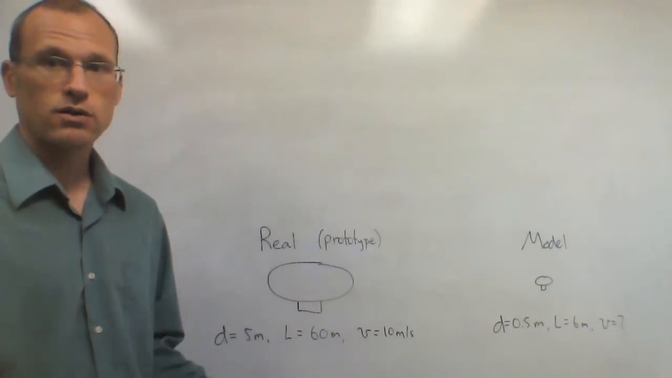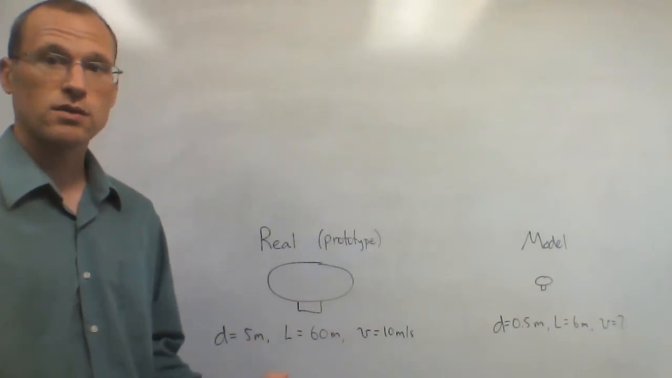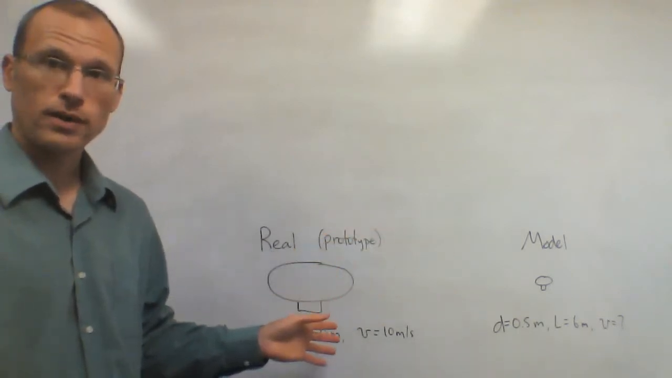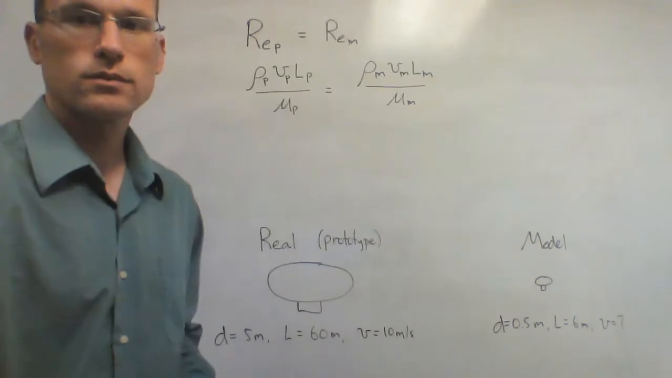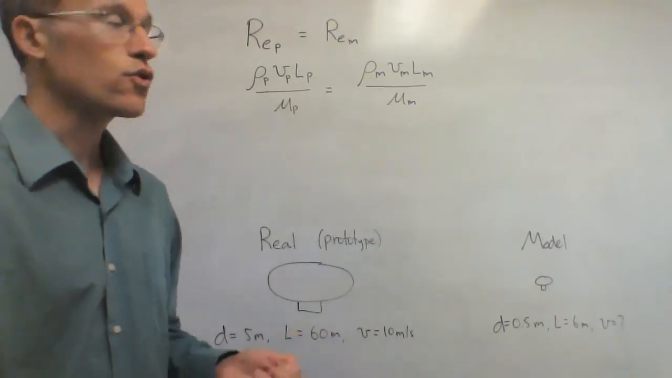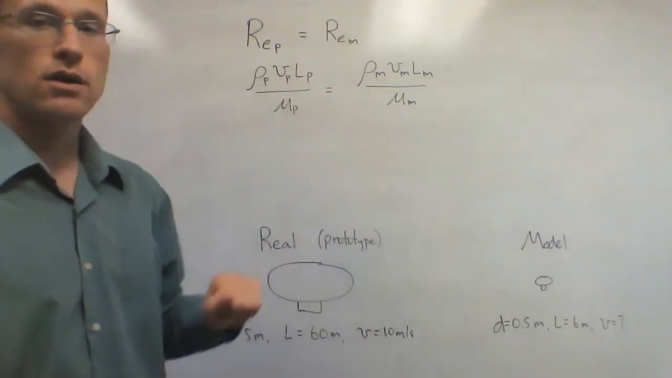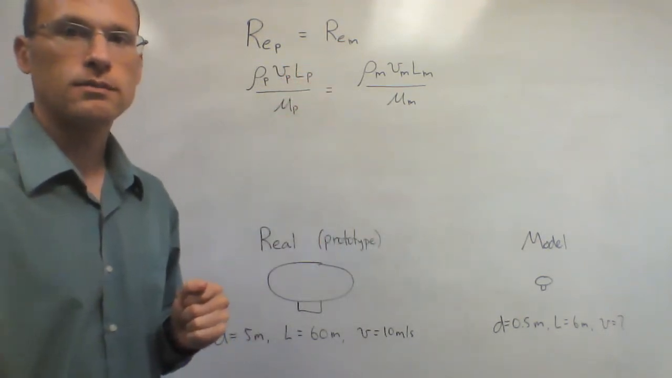So that's what I'm going to do in this situation. I want to make sure that the Reynolds number is the same in the model case as what I'm going to have in my prototype case. So the Reynolds number for my prototype, Re_p, the real situation, equals the Reynolds number for the model, the 1/10 scale model.